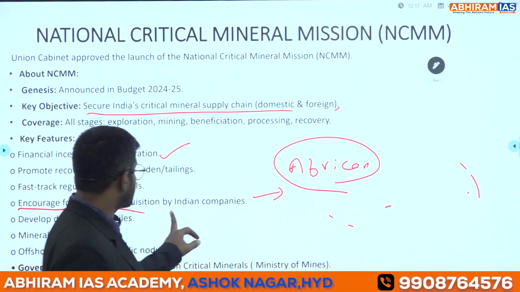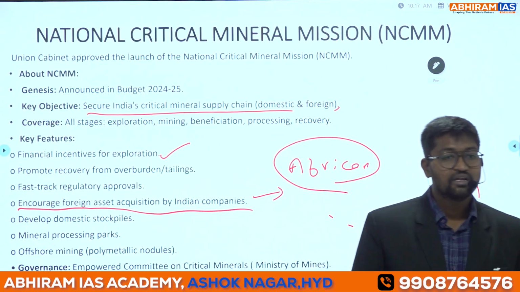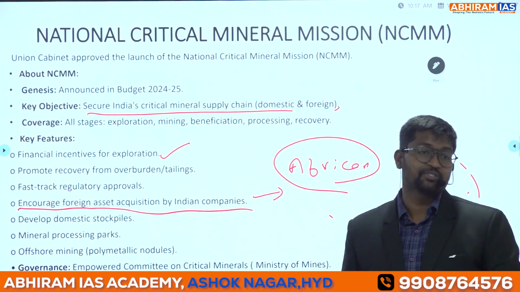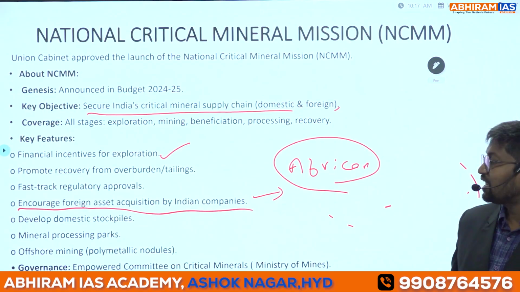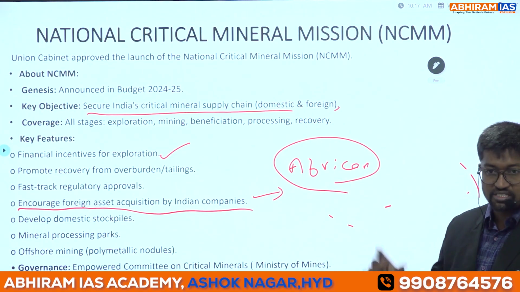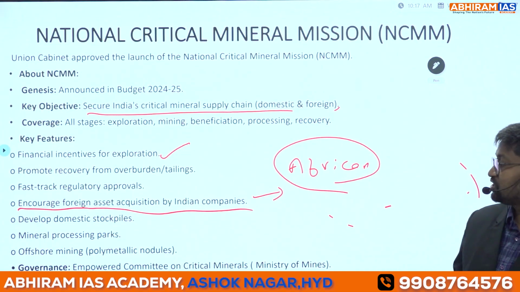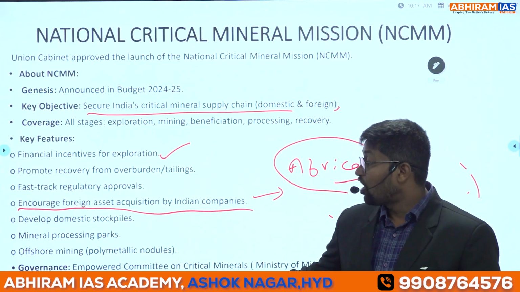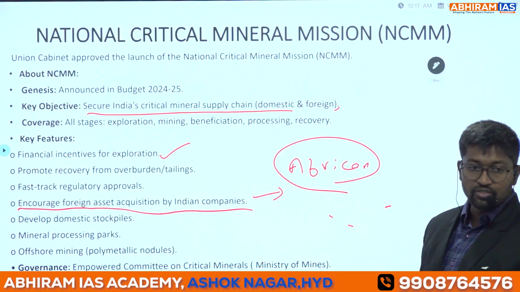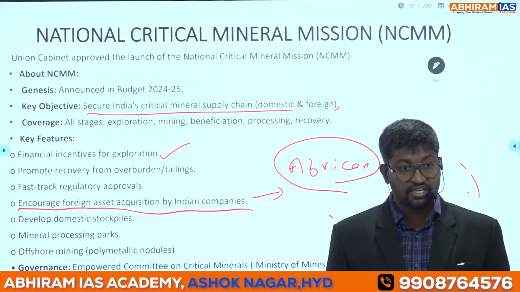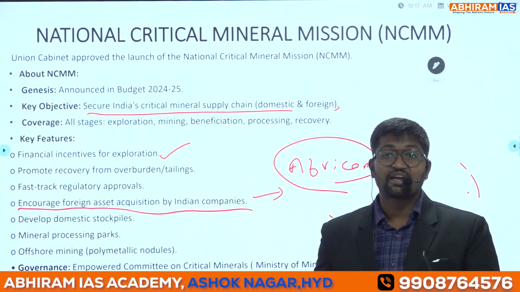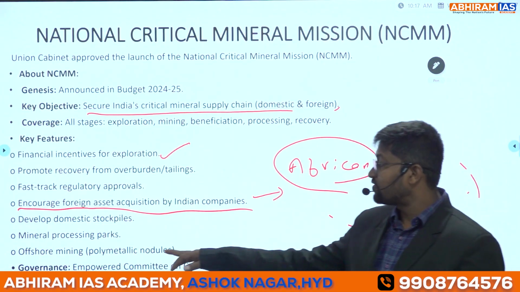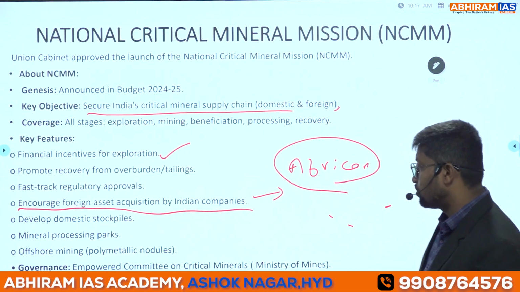So encourage foreign asset acquisition by Indian companies. Asset acquisition means taking that area into their control and exploring those critical minerals. Develop domestic stockpiles. We have to increase the domestic storage of critical minerals. Mineral processing parks should be established. Offshore mining means nothing but polymetallic nodules. Where are they found? In the Indian Ocean region. Polymetallic nodules, which are rich in minerals, are located in the Indian Ocean region. So we have to promote offshore mining also.